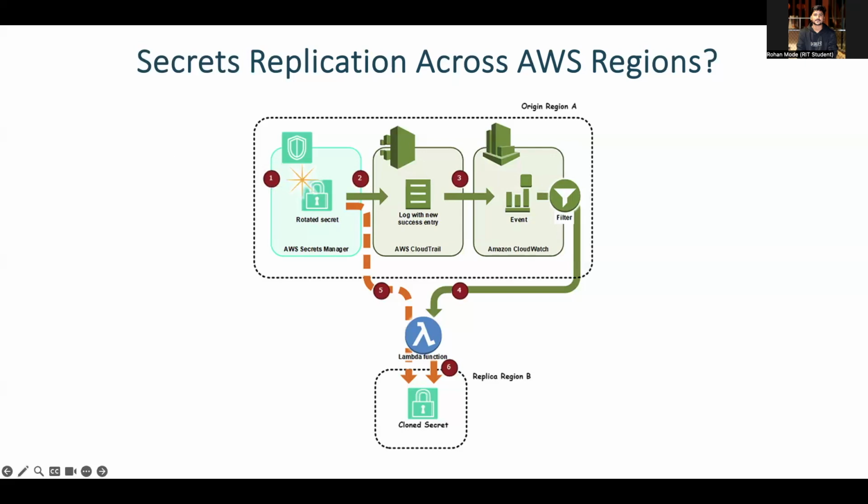So now a Lambda function is triggered in the next step. The filtered event triggers an AWS Lambda function, which is a small piece of code basically designed to perform specific tasks. In this case, the Lambda function handles the replication of the secret to another region. So for example, the Lambda function is activated and prepares the updated secret, which is password456, for replication.